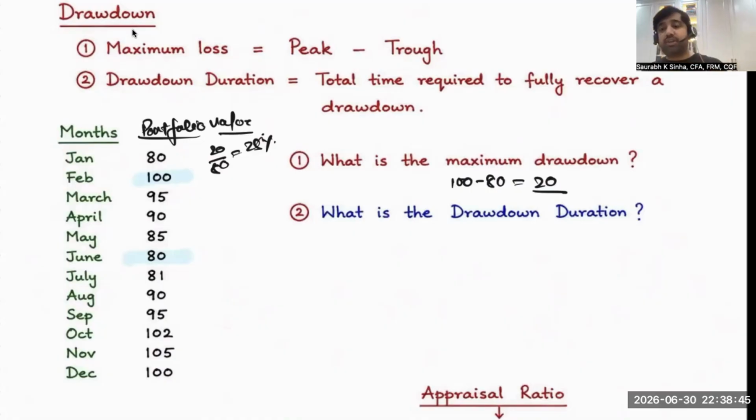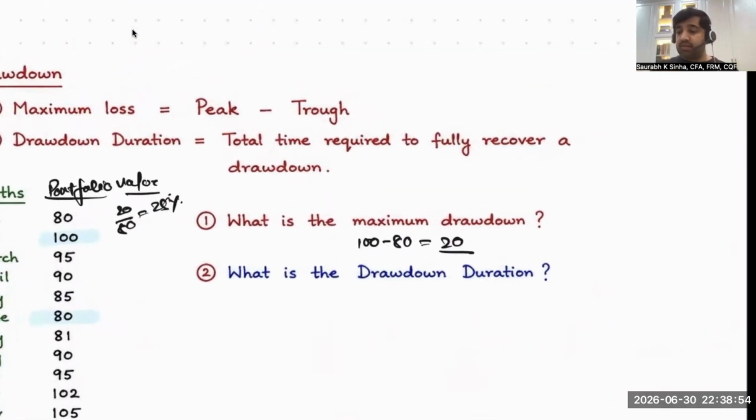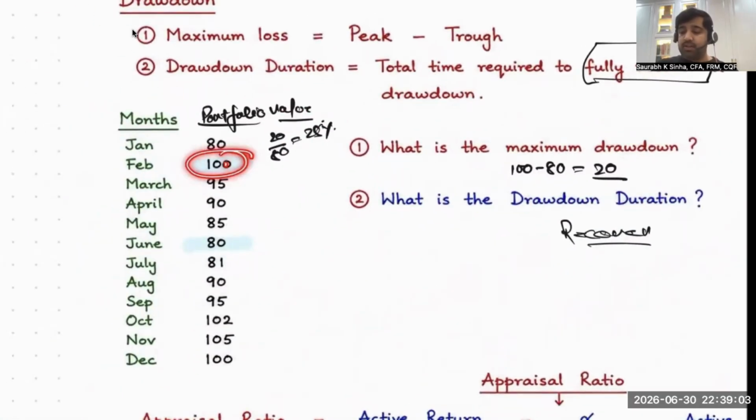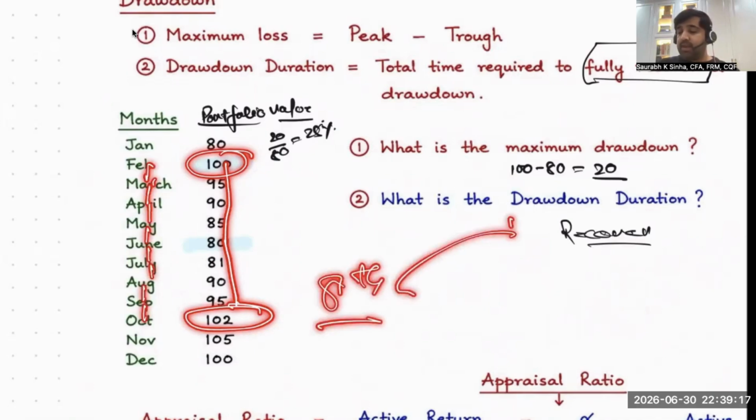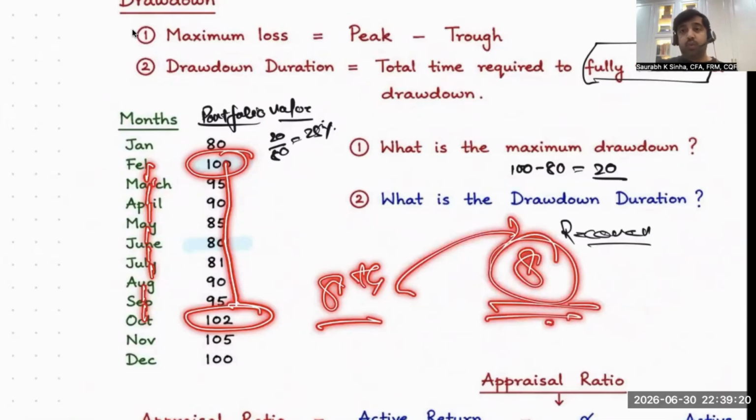Now, what is drawdown duration? Drawdown duration is the recovery time, the total time to recover your peak value. Your first peak value was 100. Then it started falling, and now we have to identify when the value will cross 100 again. That is the month of October. So counting first, second, third, fourth, fifth, sixth, seventh, eighth, it is the eighth month. So the duration to wait to recover your initial investment is 8 months. That is your drawdown duration.